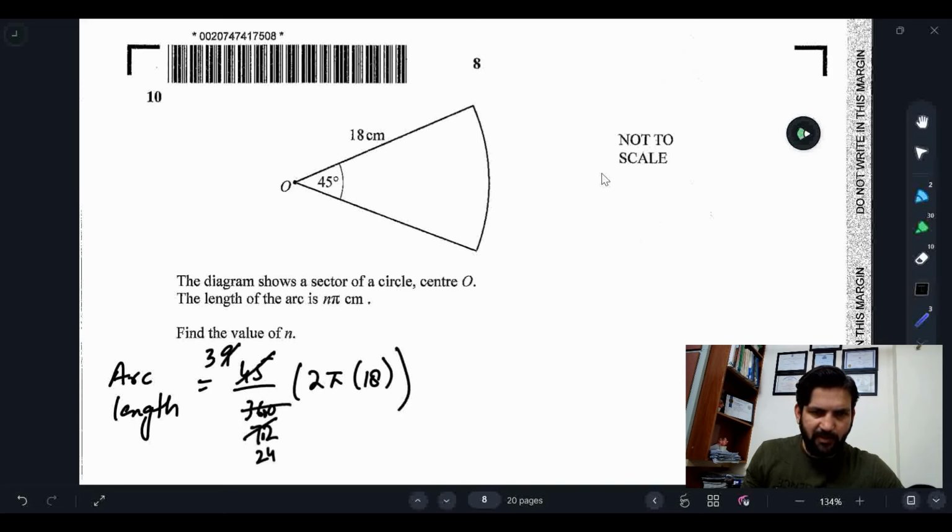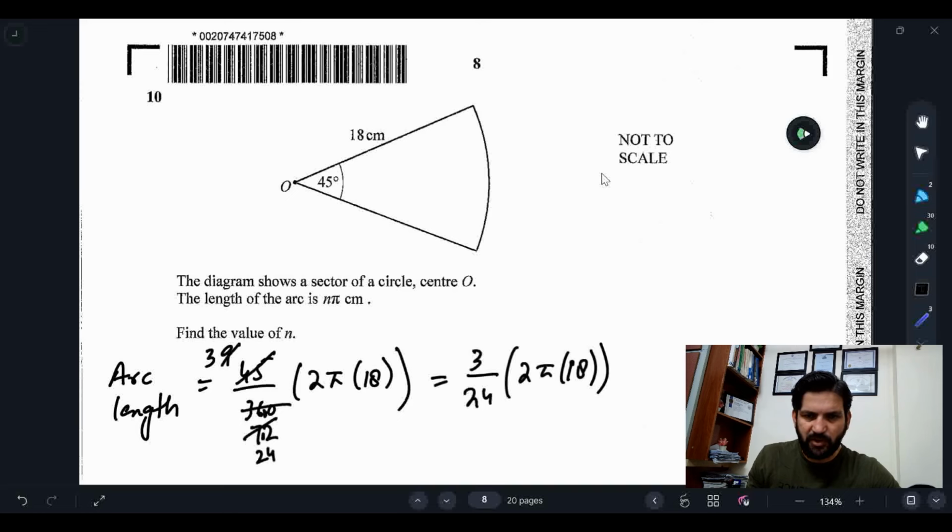Then again we can simplify it like this. 3 threes are 9, 3 twos are 6. One is carry, and then 3 fours are 12. Again we can simplify it. Basically now this one is 3 by 24 into 2 pi 18.